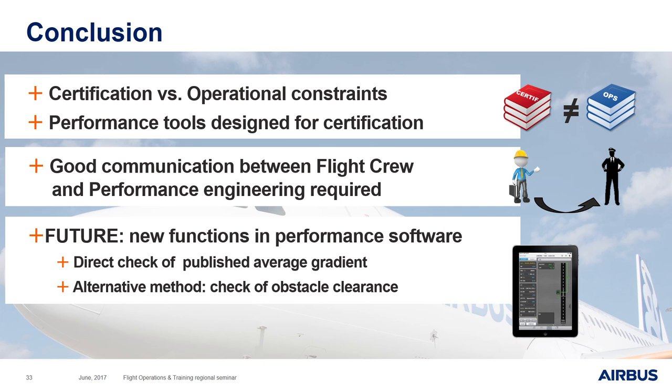As I told you in the beginning of this presentation, we have organized several workshops to improve the go-around performance in our software. So a new go-around function is currently being developed in FlySmart, which will permit you to check the average go-around gradient, but it will also give you the possibility to check obstacle clearance for go-around in airports with very limiting go-around gradients. This new functionality will be available in FlySmart for both Windows and iPad by the end of 2019.